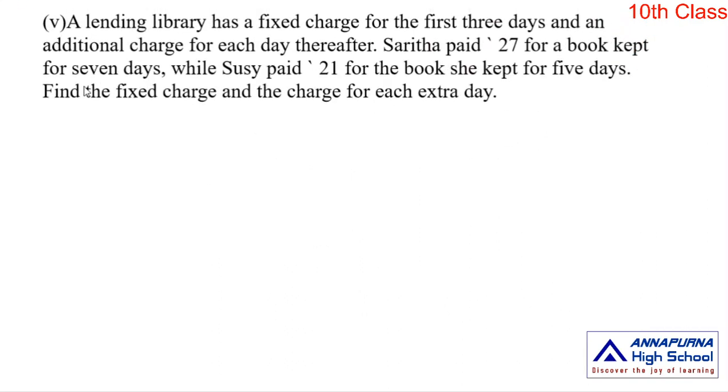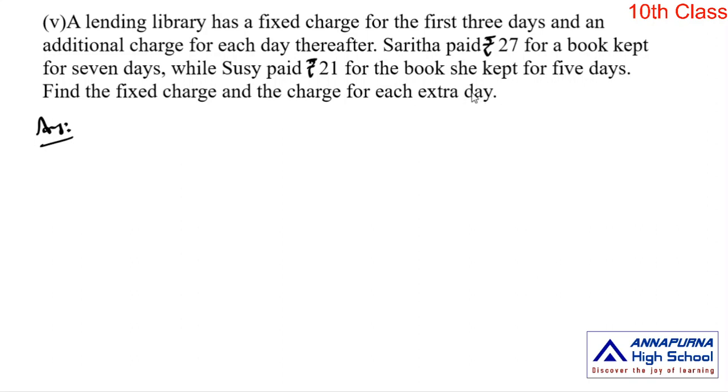Here the next question is, a lending library has a fixed charge for the first 3 days and an additional charge for each day thereafter. So Sharita paid 27 rupees for a book kept for 7 days, while Susie paid 21 rupees for the book she kept for 5 days. Find the fixed charge and the charge for each extra day.